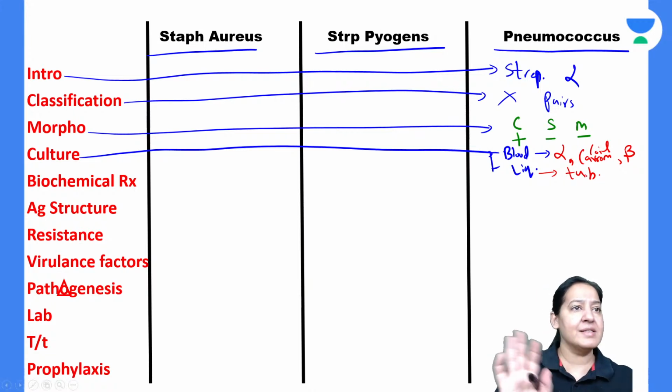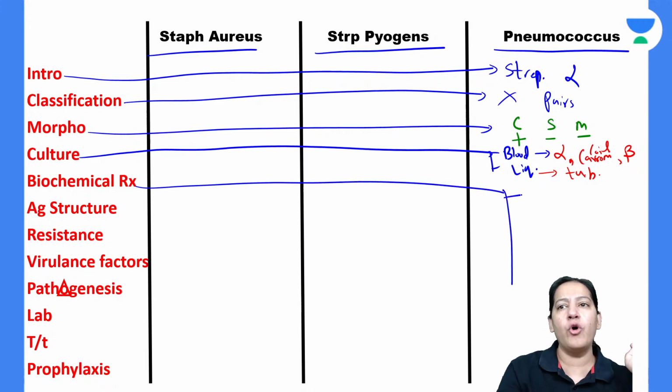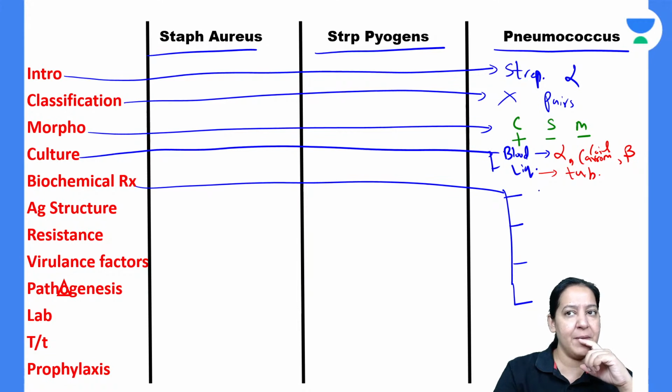Let me come to the last thing which I taught you in the last lecture, the biochemical reactions. Very important. I taught you 4 biochemical reactions. Can any one of you summarize the 4 biochemical reactions which I taught you in the last lecture? What is the first biochemical reaction? There are 4 I taught you.